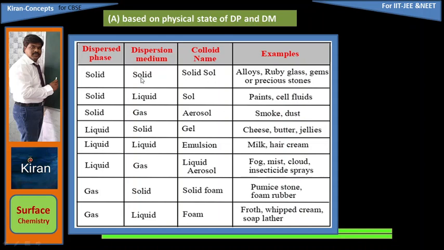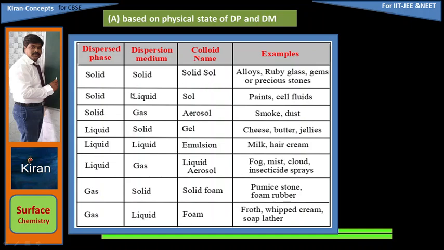So solid in solid type, solid in solid. Dispersed phase in solid state, dispersion medium is solid state. So that is called as solid colloidal solution or solid sol. Example, alloys, solid metal mixed with solid metal. So this is the example for solid in solid type. And ruby glass, gems or precious stones, all will come under solid sols.